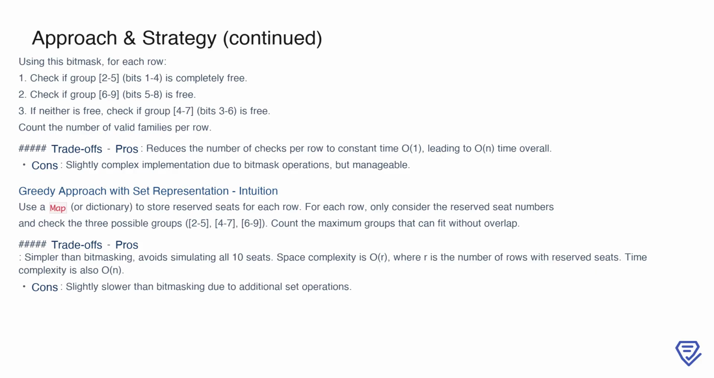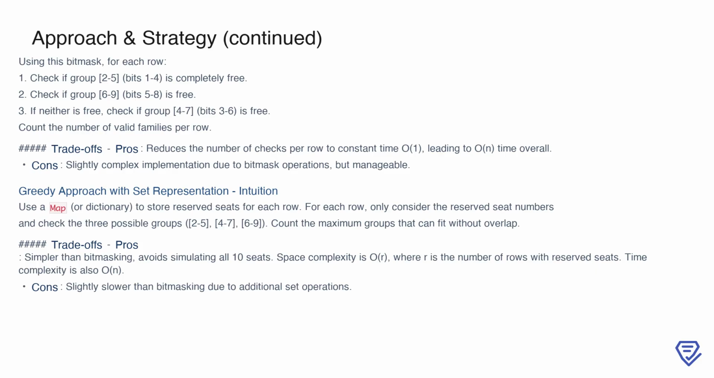For example, if seats 2, 4, and 7 are reserved, the bit mask would be 010, 100, 0100. Using this representation, we perform constant time checks to determine if a specific group of seats is available. First, we check if the group 2 to 5 is completely free, then 6 to 9, and finally, if necessary, 4 to 7. This significantly reduces redundant operations, as the checks are performed using simple bitwise operations. The result is an O(n) time complexity overall, since each row is processed independently in constant time.